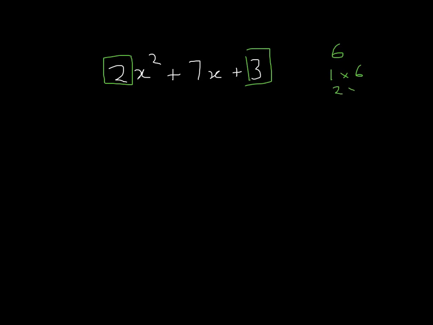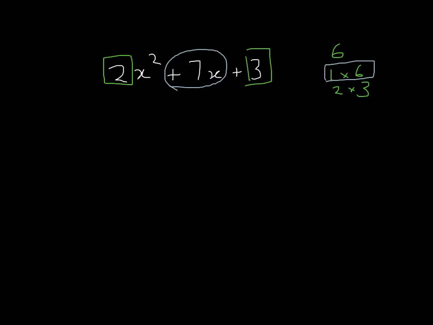And let's try 2x squared plus 7x plus 3. Now remember, the first step is to multiply the first and the last term. So I have 2 times 3 is 6. My factors of 6: 1 times 6, 2 times 3. Which ones do we want to add together to make this 7? That would be our 1 and our 6. So I'm going to just rewrite it.